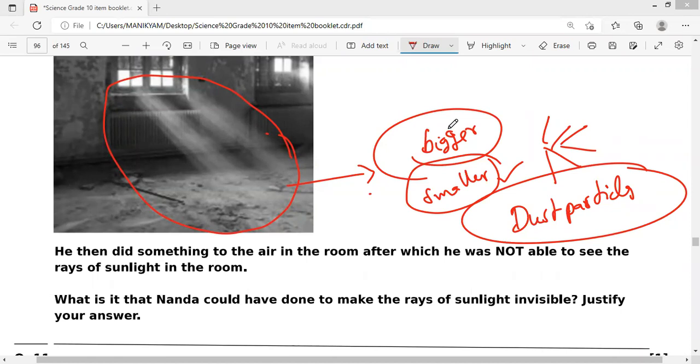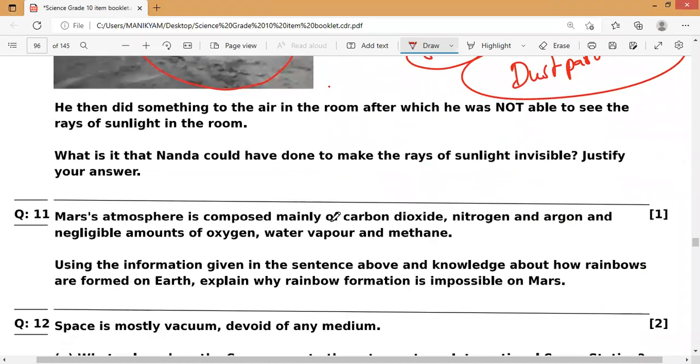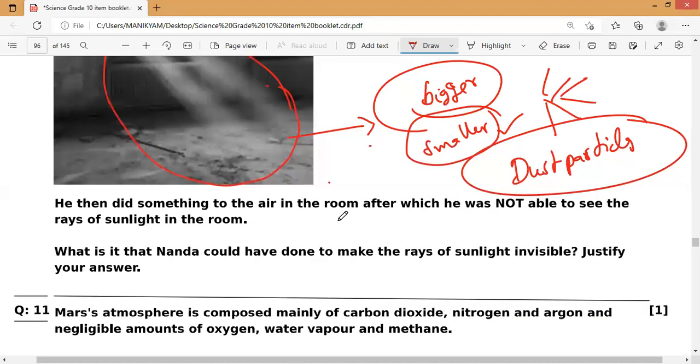And what about others asking about water molecules? Of course, you can filter water molecules also, Mr. Adarsh. We can condense them. When we are filtering the air of dust particles, water molecules will be condensed. Okay, now that is what you have to remember. So you have to say that we have to remove all the dust particles from the air. Is it okay, guys? Yes, sir.